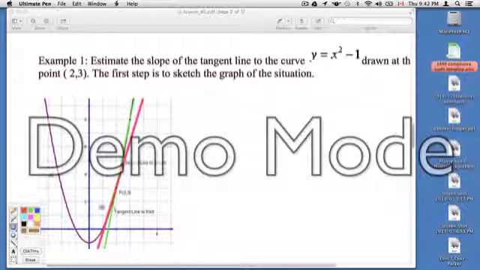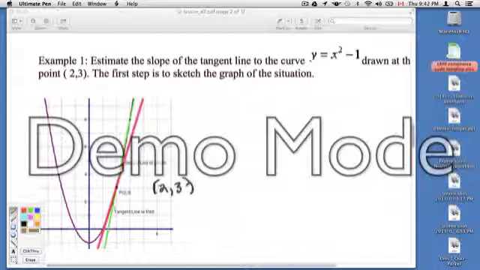It's this purple parabola that opens up. It has a y-intercept of -1. And we want to talk about the point P right here that has the coordinate of 2, 3. So that is a point on my parabola.